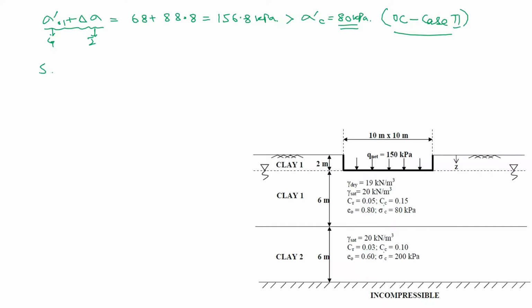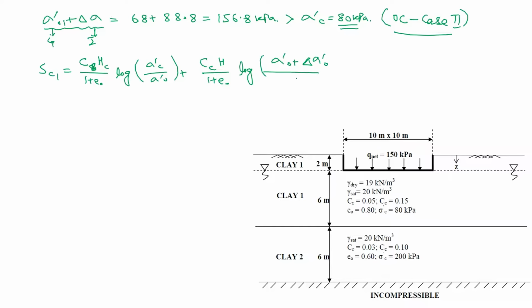So we will apply the formula for consolidation settlement of SC1, that will be equal to CC H C over 1 plus E naught log of sigma dash C over sigma dash naught plus C, sorry, this is CS, CCH over 1 plus E naught log of sigma dash naught plus delta sigma dash naught over sigma dash C. We'll put the values for clay layer 1 because we are going to calculate the settlement of this layer.